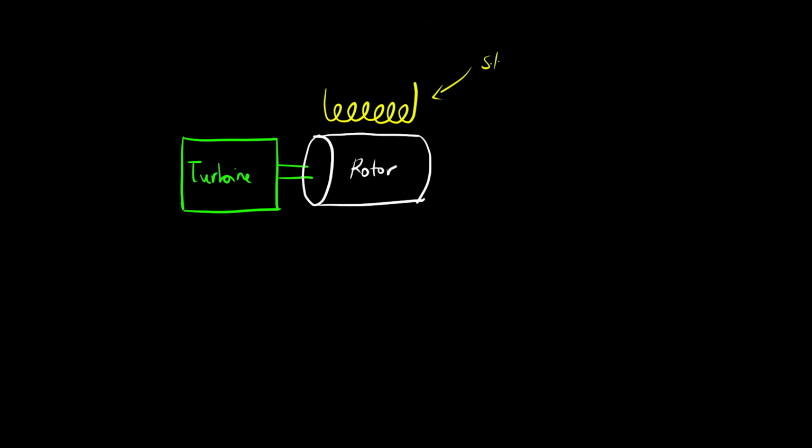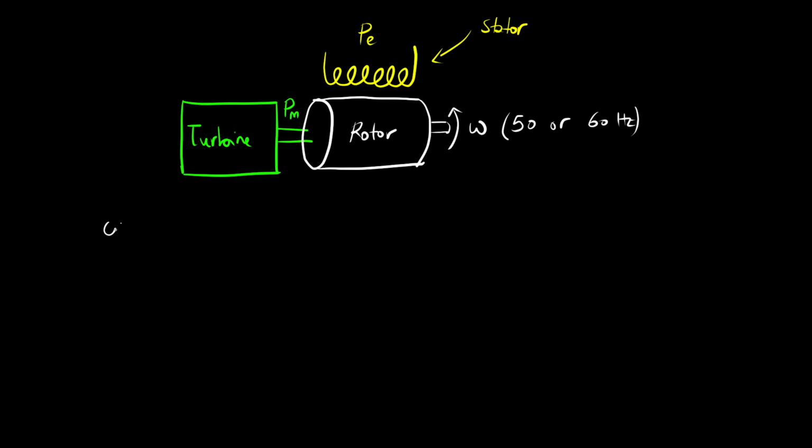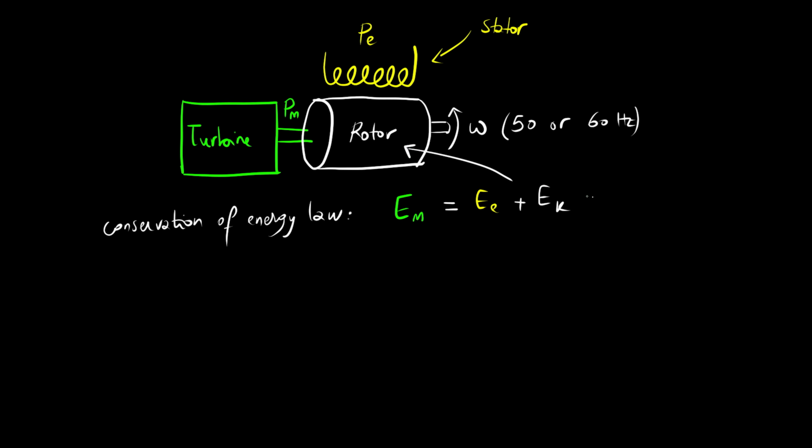It starts off rotating at some synchronous speed, either 50 or 60 Hz, depending on the system. The turbine provides mechanical power, which is converted into electrical power by the generator. Let's now apply the law of energy conservation to the rotating mass of the rotor. The input mechanical energy equals the output electrical energy plus what's stored as kinetic energy in the rotor. That means the stored kinetic energy is the difference between the input and the output power.